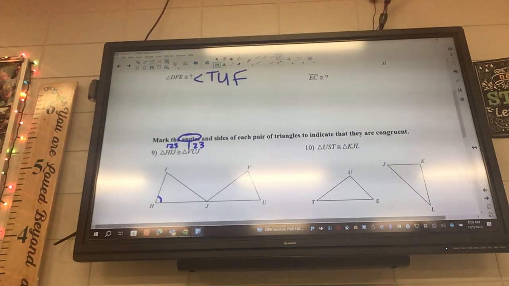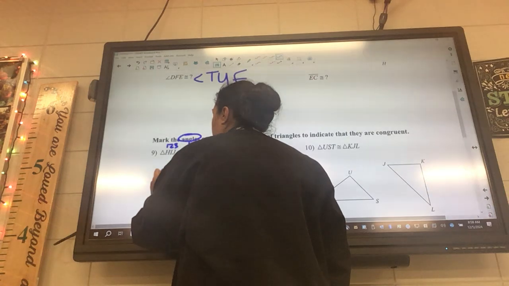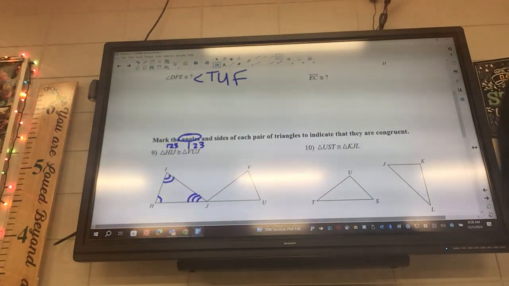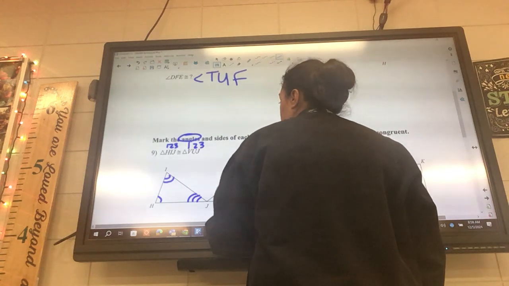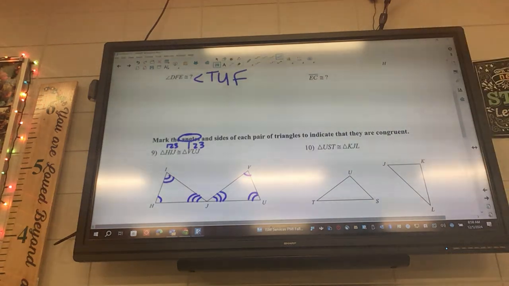The I is going to get how many? 2, because it's a 2. And the J is going to get how many? 3. And on the flip side of that, we have to do the other one. So the V is going to get how many? 1. U is going to get 2. And J is going to get 3. So when we see 1 and 1, we know that those two angles are equal. When you see a picture with 2 and 2 marked, those are equal.